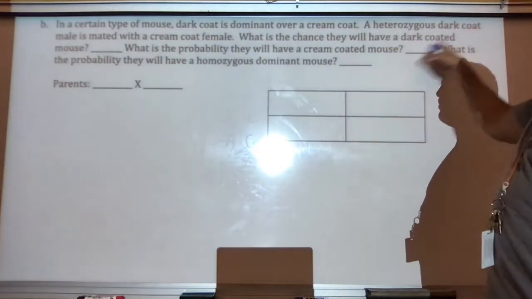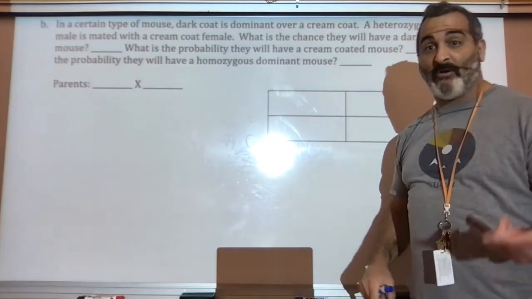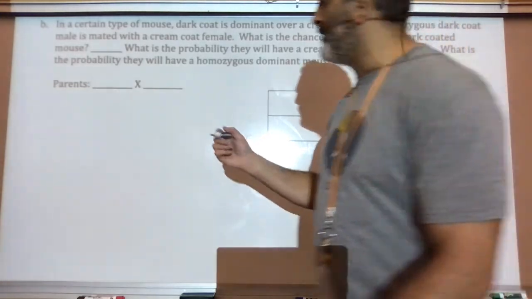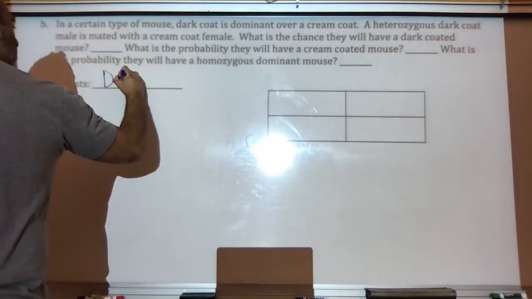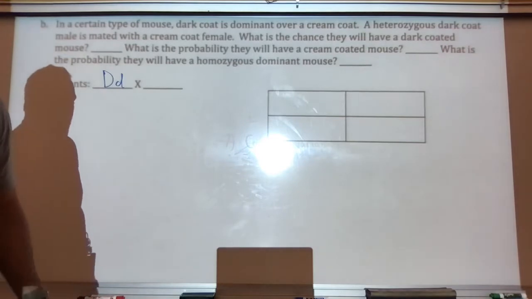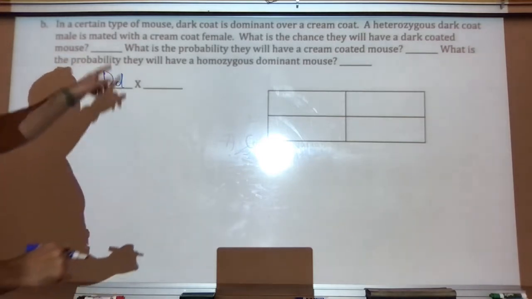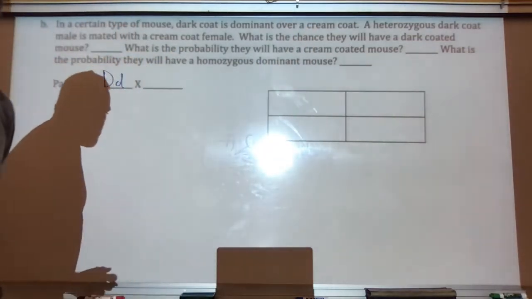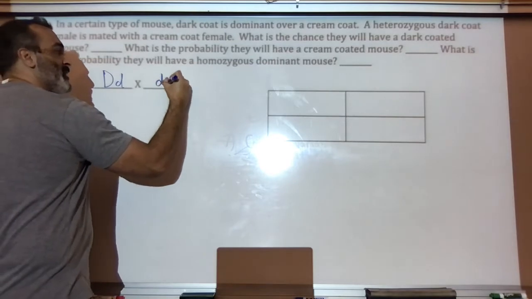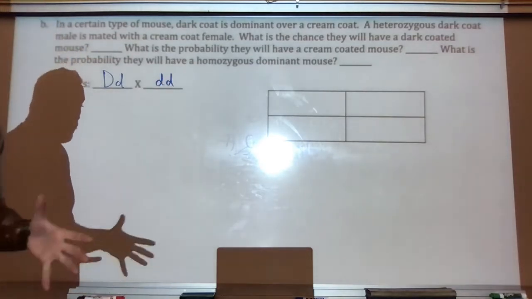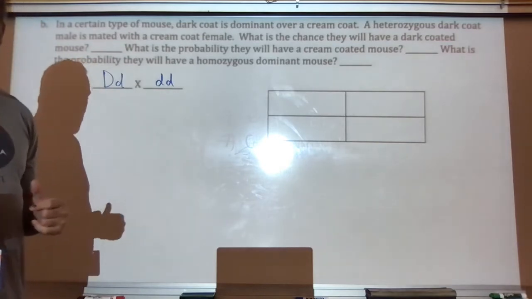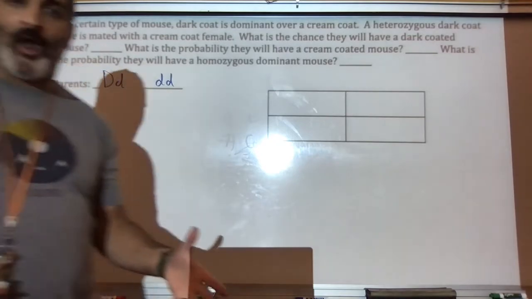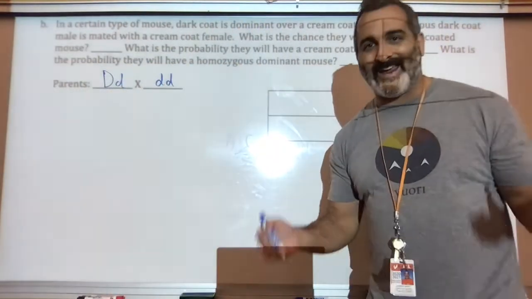A heterozygous dark coat male. So we know that the male mouse is heterozygous. Let's use the letter D this time. So this is heterozygous right there, one capital, one lowercase. And then I say to you, it is mated with a cream female, and cream is our recessive characteristic. So the female has to be all lowercase. That's the only way to show cream color. Okay? You take them, law of segregation, you separate them apart. You cannot give your offspring all of your DNA. It is half your DNA.